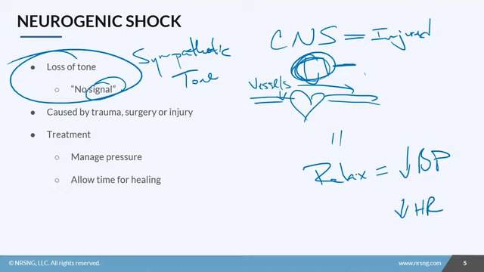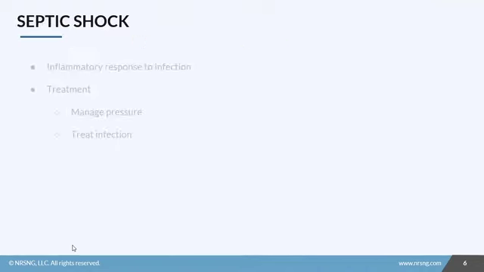But what you're going to want to do is support this blood pressure. You want to manage the pressure. You also want to allow some time for healing. Remember, we're dealing with the central nervous system, so this is not something that's just going to automatically heal. So we have to give it some time, really support the blood pressure and do supportive therapy, manage the blood pressure, make sure you're getting the oxygen in the blood and the nutrients to all the tissues that are affected.